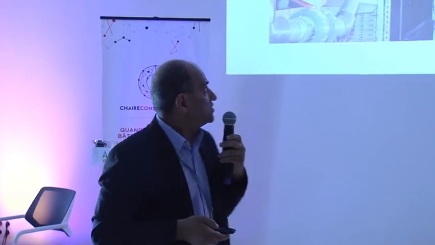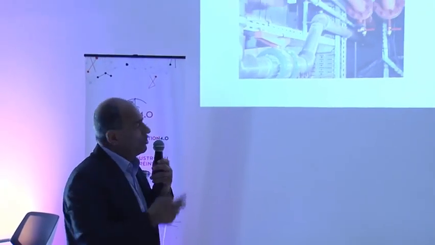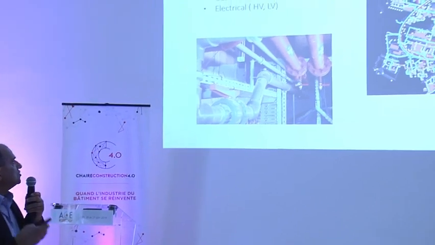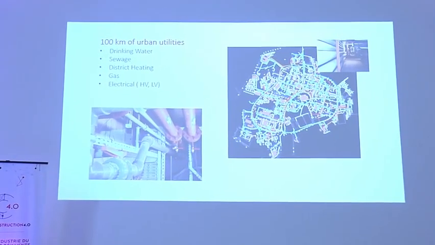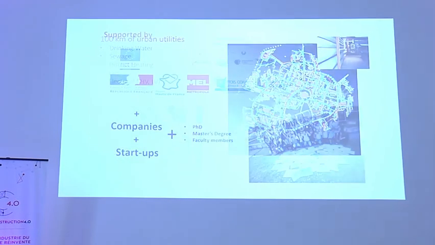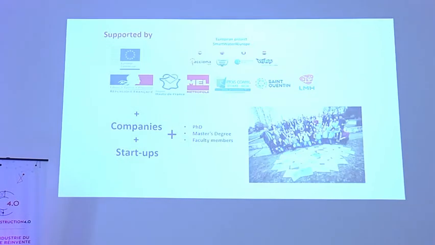And what was very important is that we have all the urban utilities: drinking water, sewage, as you can see, 100 kilometers of utilities. You can see the GIS of these utilities. And what we did, this is the support. You can see that we have all the support from the European Commission and the local governance.